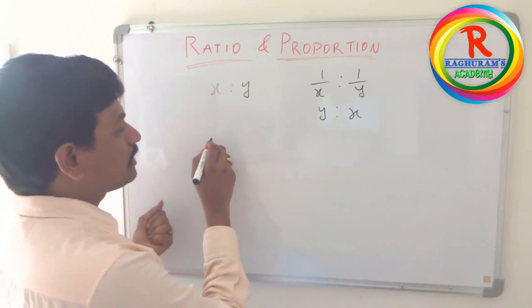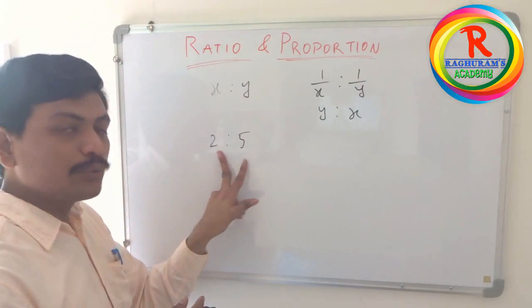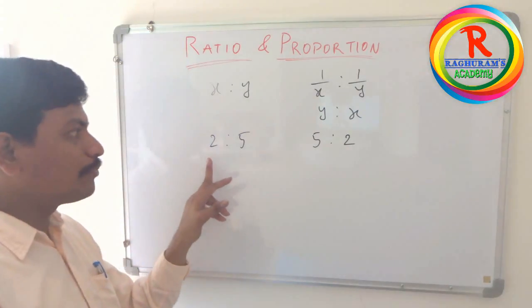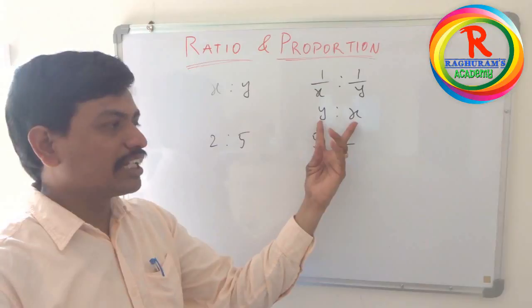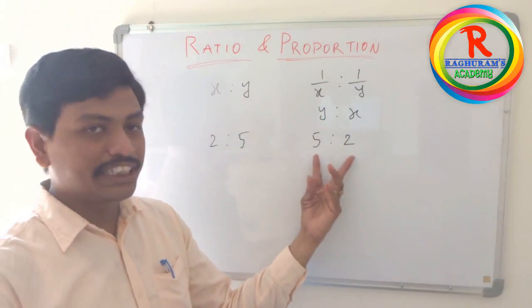If we take an example, 2 is to 5. What is the inverse ratio of 2 is to 5? Directly we can write it as 5 is to 2. No need to take 1 by 2, 1 by 5. Getting the LCM and doing some simplification, directly we get y is to x. So 2 is to 5, the inverse ratio is 5 is to 2.